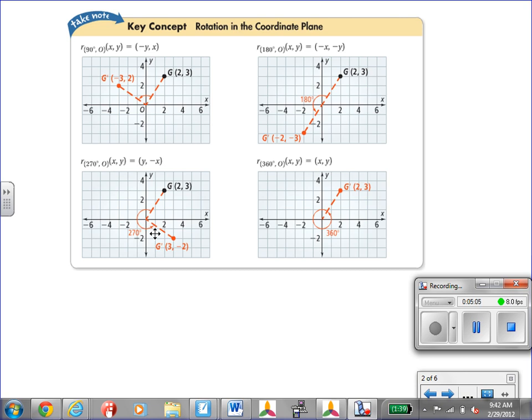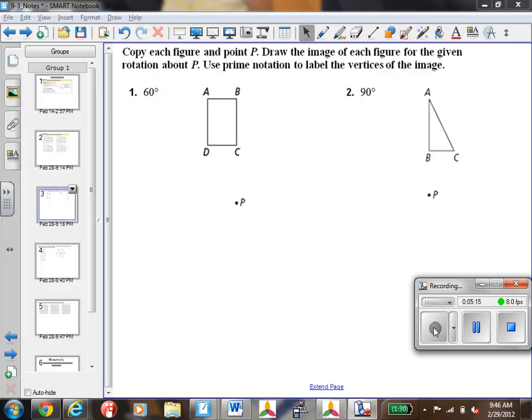but if you have a protractor, you can always use your protractor to do this as well, and I'll show you that in a second. And then 360 degrees just puts you right back in the same spot. So that should be the easiest one.